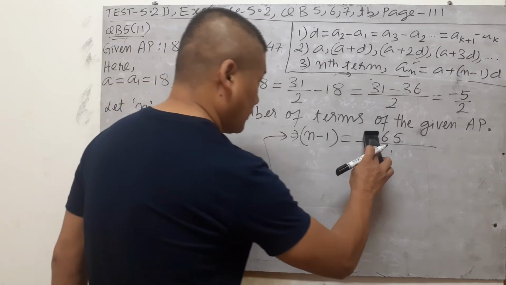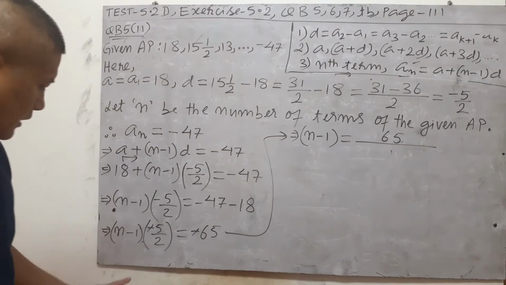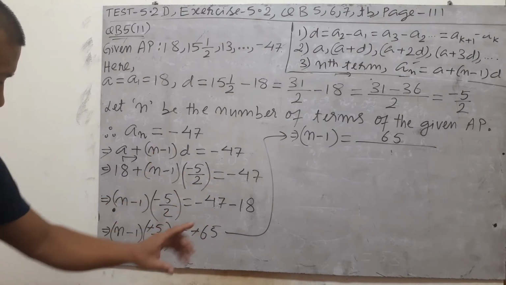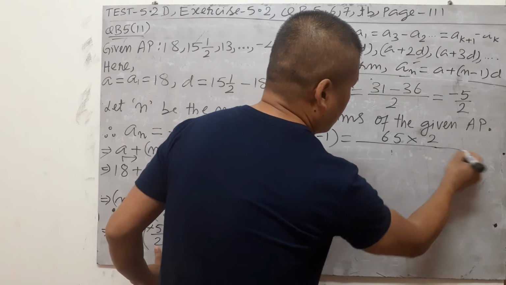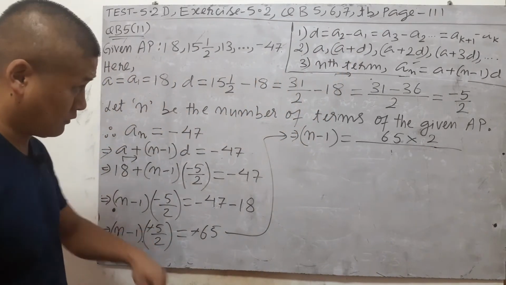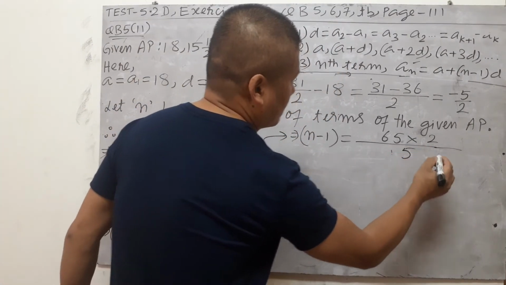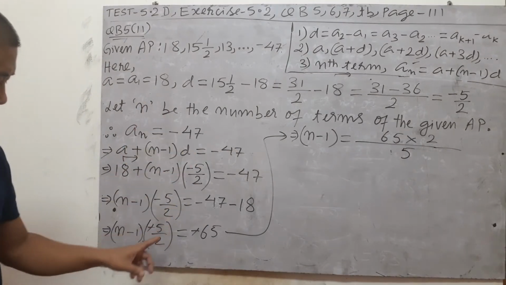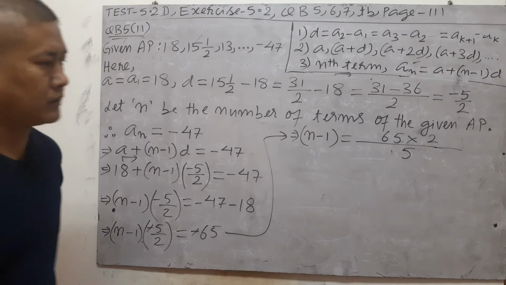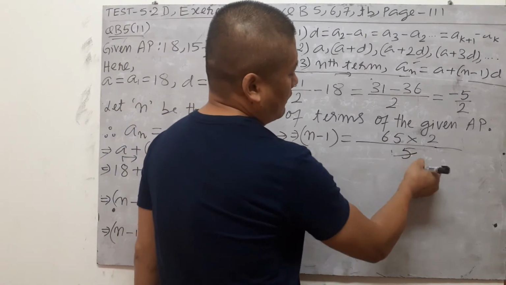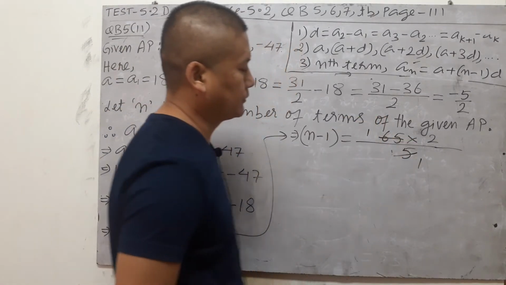So this minus is no longer there because it's cancelled. 5 by 2, if you shift to the right side, then the down 2 will go up, and the numerator 5 up here will go down. So when you shift this 5 by 2 to the right side, then 2 goes up, as you can see there, and 5 goes down to the denominator. Now you can cancel. 5 ones are 5, 5 ones are 5.